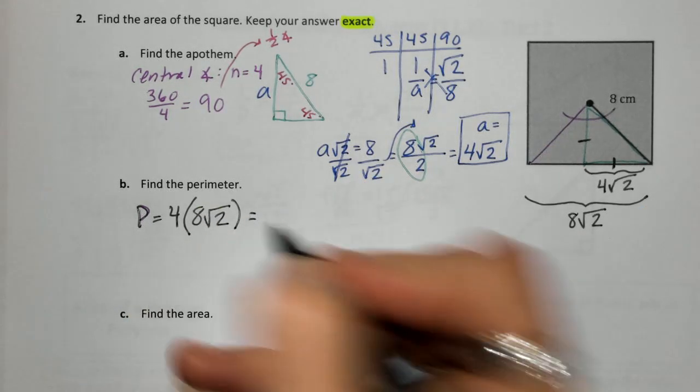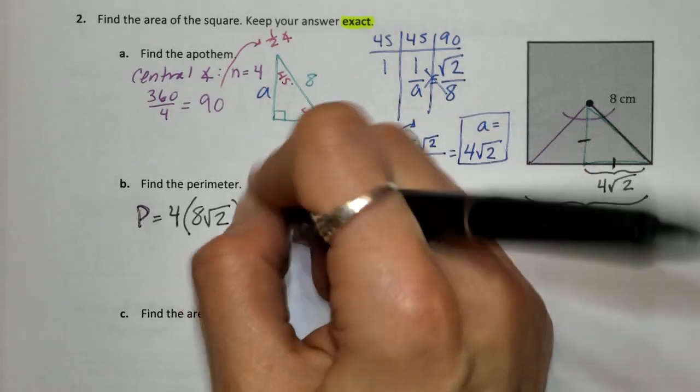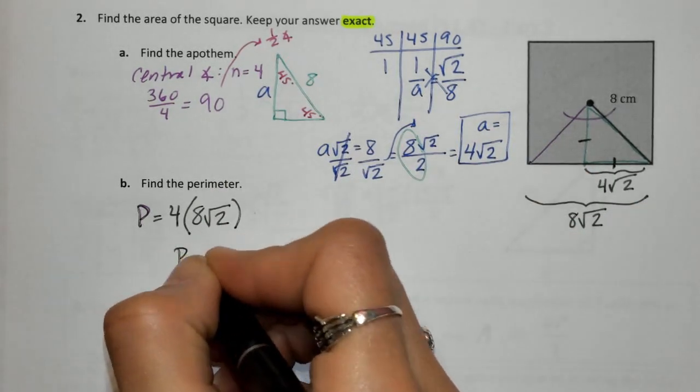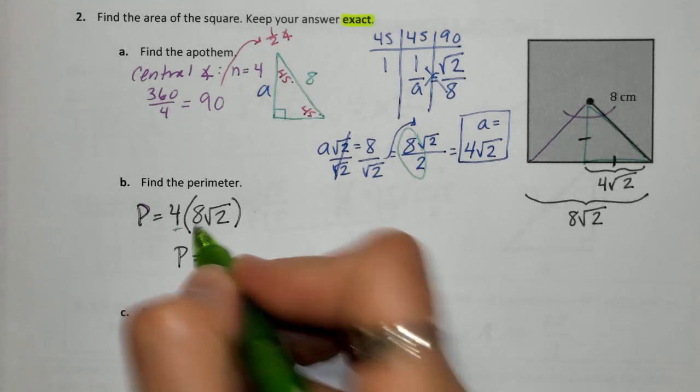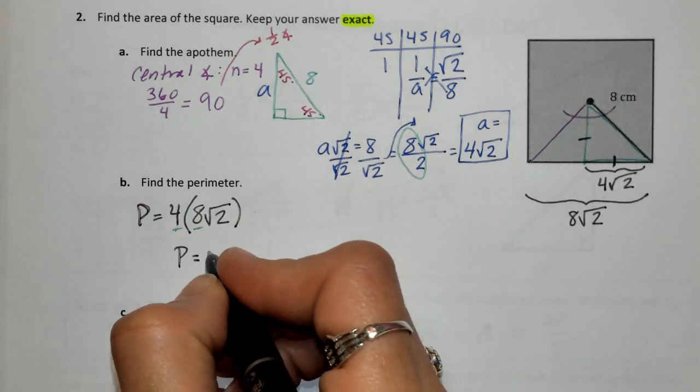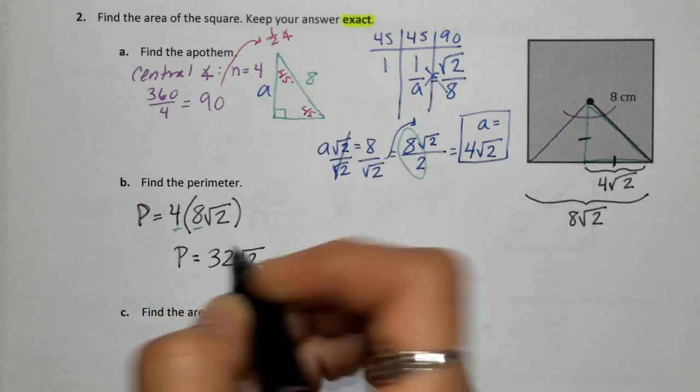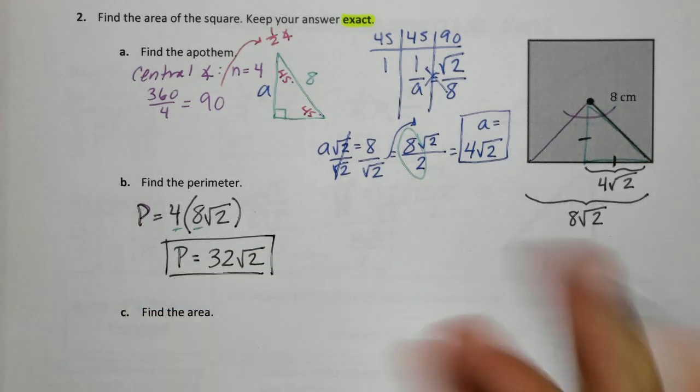And then when we solve for the perimeter, multiplying, again, we talked about this one on problem number 1, whole number with whole number. So 4 times 8 gives us 32 square root of 2 as our perimeter.